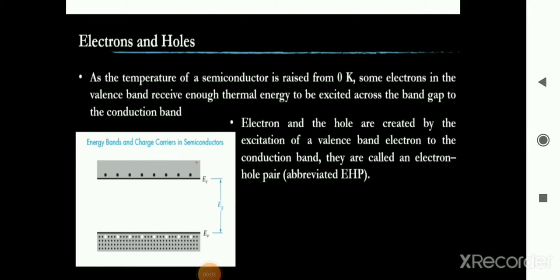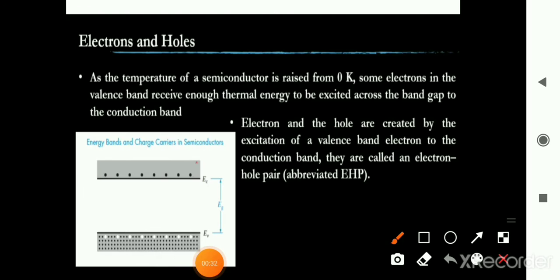Electrons and holes. We already studied what an electron is and what a hole is, and the charge associated with the electron is negative and the charge associated with the hole is positive. We know how the band gap is created; that we studied in energy bands. As the temperature of a semiconductor is raised from 0 Kelvin, some electrons in the valence band receive enough thermal energy to be excited across the band gap to the conduction band.